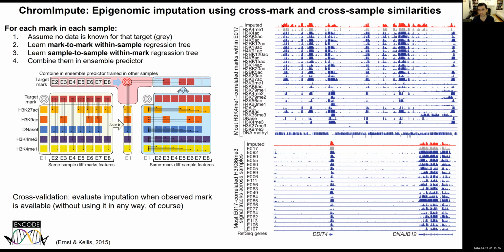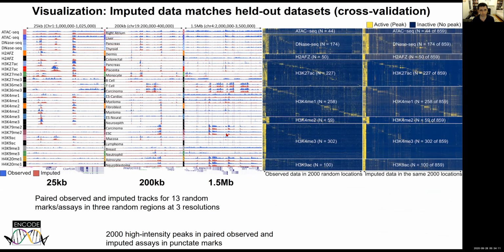Here are some examples of the imputed data in red and the observed data in gray, which was, of course, only provided to the program after the fact to validate just how well the imputation worked. So here's a large number of examples of visualizations showing that the imputed data, in fact, matches the held out data sets very well. This is cross-validation. This is held out data sets that were compared at 25 KB resolution, 200 KB resolution, and 1.5 million nucleotide resolution. And you can see that at all of these resolutions, you capture the observed data very well from the imputed data.